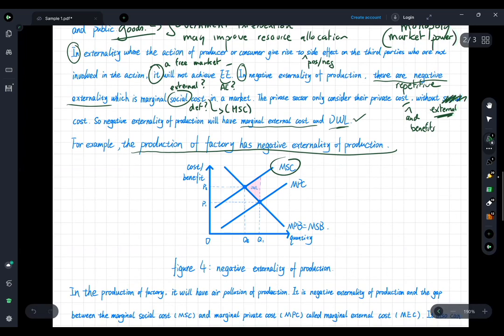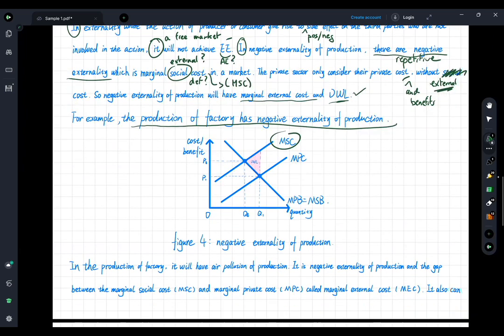Again, the student talks about MSC, about MPC, MEC. I think it could be more concise. I think it could be shorter while remaining quite effective. And the example that we have here, production of a factory. The student tries to elaborate a bit and says we'll generate some air pollution.